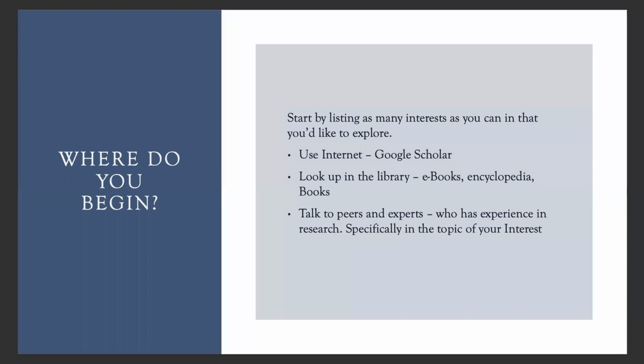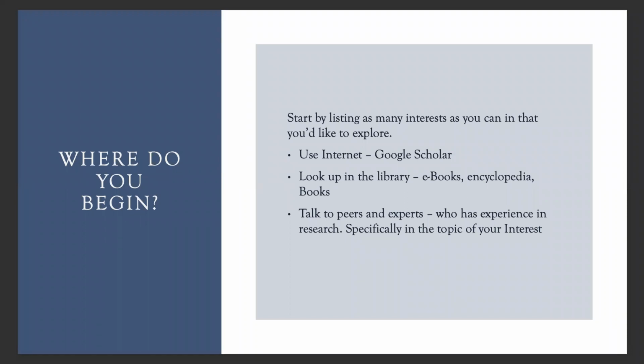So start by listing as many interests as you have in urban planning and start using the internet. I would start with Google Scholar. Google Scholar is a great free resource for any kind of research topic, and you can also find the number of publications, books, and citations for the topic. This is the very first resource I will be using.